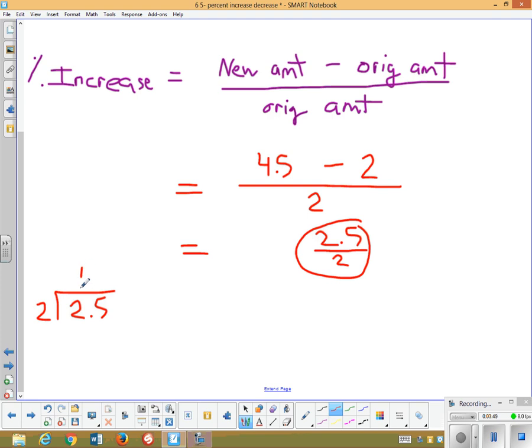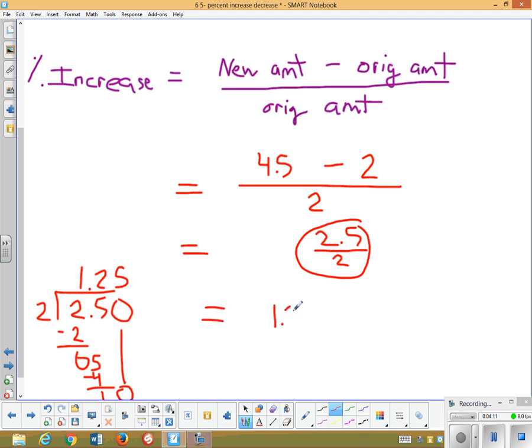So when I divide that, I'll get a total of, let's see, that's 2, that's 0, that's 5, that's a decimal, that's 2, because 2 times 2 is 4. And we have 1 left over. That's going to be a 0 right here. And so then we have 2 times 10 is what? That's 5. So my answer is 1.25.